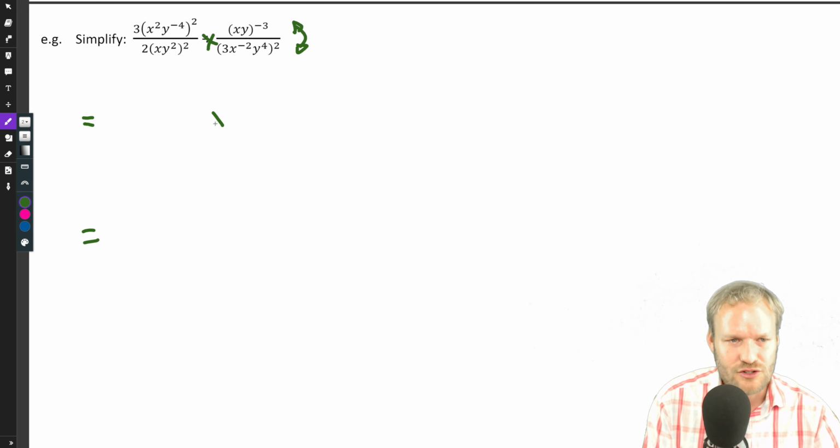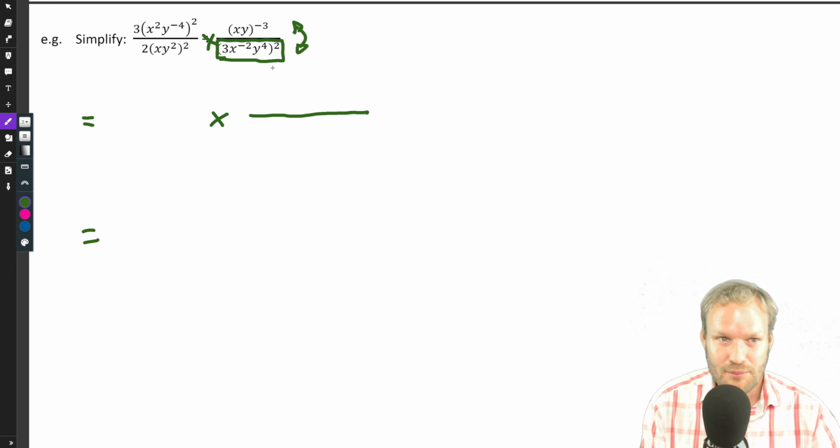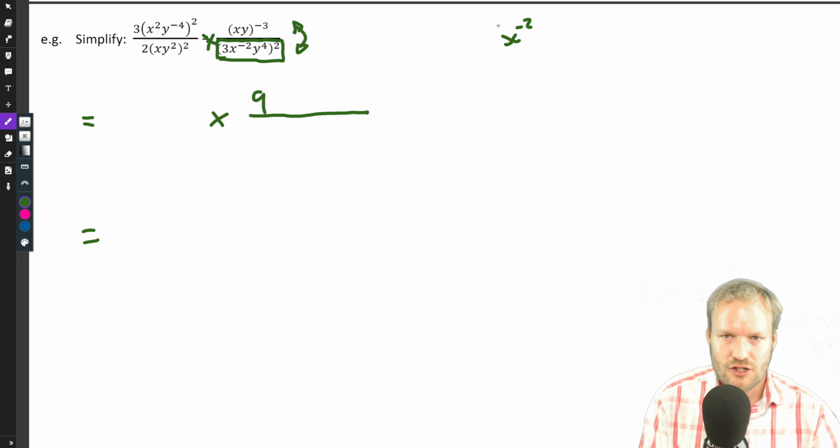So what I mean by that is I want to go times, and now the denominator is going to be on the numerator. But I'm going to apply that squared in the same step. We did squaring in the last example. 3 squared, 9. X to the minus 2 squared. So that x to the minus 2, this is the part that we're looking at. Well, we're just going to multiply, so that's x to the minus 4. Y to the 4 squared. Well, without even writing it, 4 times 2 is 8, hopefully, so y to the 8.